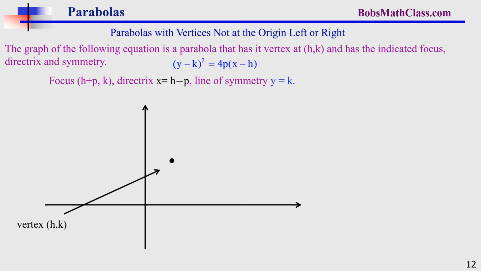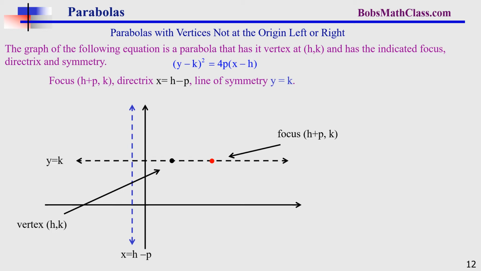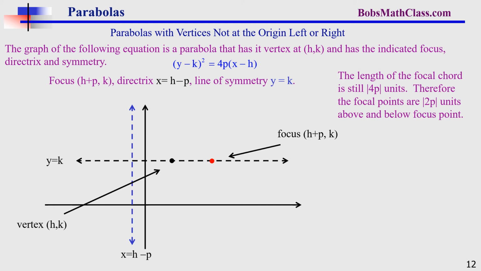Okay, so let's just say here's our vertex, h comma k, and our value of p is positive, so we're going to go to the right. The directrix is going to be on the opposite side. The parabola always goes along the axis of symmetry. The focal chord endpoints are 2p up and down from the focus. And then we can sketch our graph.